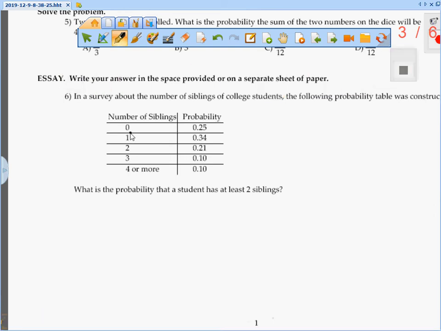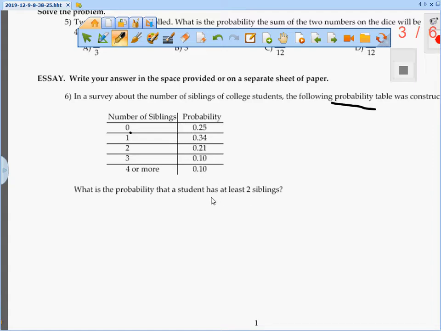Question number 6. In a survey about the number of siblings of a college student, the following probability distribution was constructed. Notice that I'm giving you the probabilities. I don't need to find them. For example, the probability that I have 0 siblings is 0.25. I don't say 0.25 over total, because I don't have a total here.